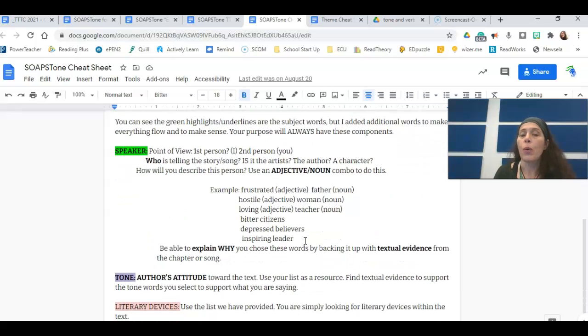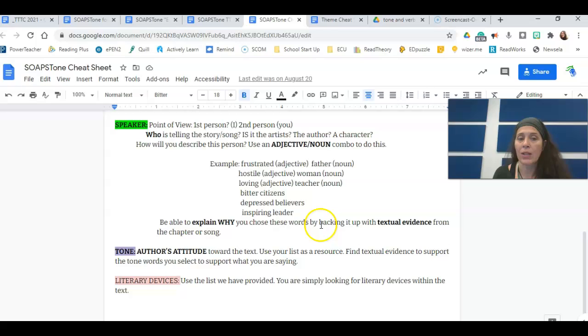Speaker, whose point of view is this in? Sometimes you're going to be asked to tell me first person, second person, third person, or who is it that is telling us this story? From whose point of view is it? So in The Things They Carried, many times you're going to know who is telling the story. Okay? Then you're going to be providing adjective-noun combos. Remember, an adjective is a describing word, and noun is a person, place, or thing. So frustrated father, hostile woman, loving teacher. Make sure you can explain why you picked those.